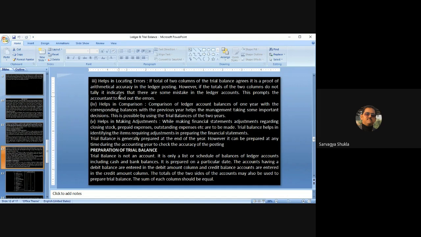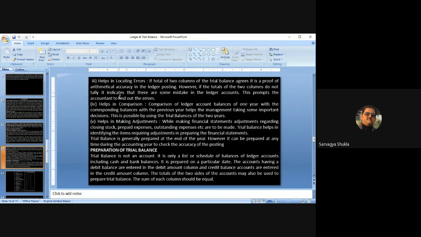Helps in making adjustments. While making financial statements, adjustments regarding closing stock, prepaid expenses, outstanding expenses, etc. are to be made. Trial balance helps in identifying the items requiring adjustments in preparing the financial statements. Trial balance is generally prepared at the end of the year. However, it can be prepared at any time during the accounting year to check the accuracy of the posting.